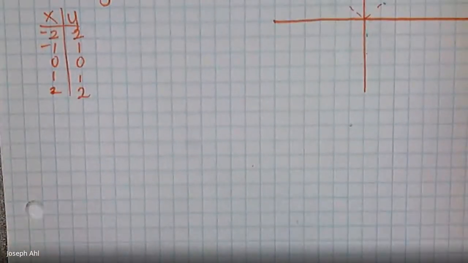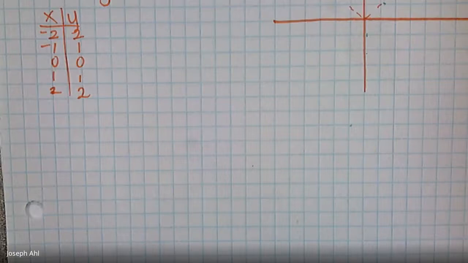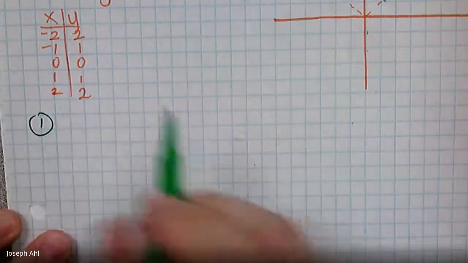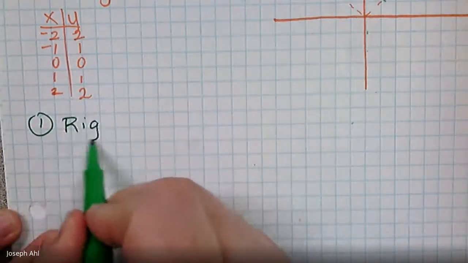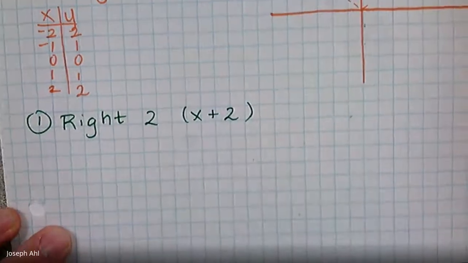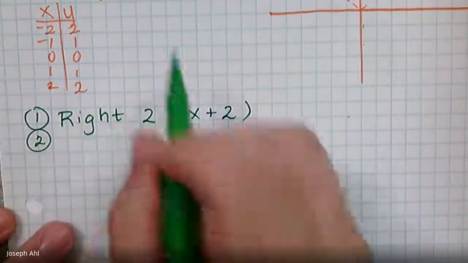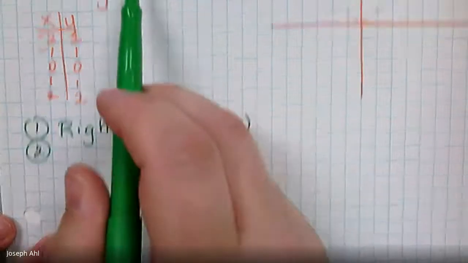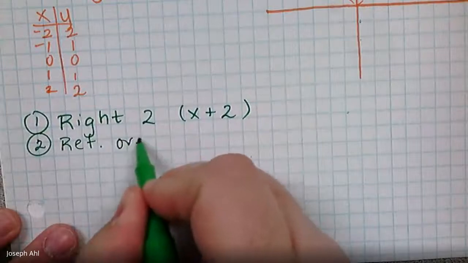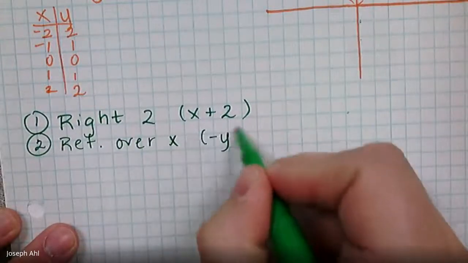Do we have H? Do we have a horizontal shift? The answer to that is yes, we do have a horizontal shift. So my list of steps here would be shift to the right 2, which is going to move my x values +2. Then we have to think about reflections. Yep, there is a negative on the outside, so we're going to reflect over the x-axis, which remember means negate y.